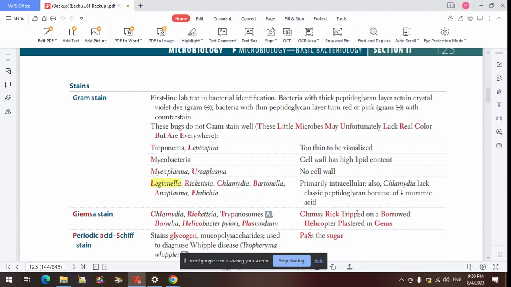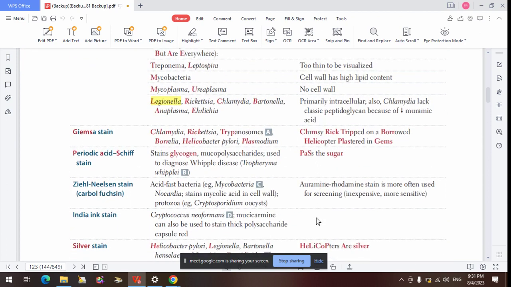So CABLE. C, chlamydia. A, anaplasma. B, Bartonella, which causes cat scratch disease; people that have done dermatology will remember that. L is Legionella. We must know it, because it causes a lot of things. E is Ehrlichia, which stays in the monocytes. All of these guys are intracellular. They stay in one white blood cell or the other, so they cannot be penetrated. Now, aside from the Giemsa stain, there are other stains that we can know.